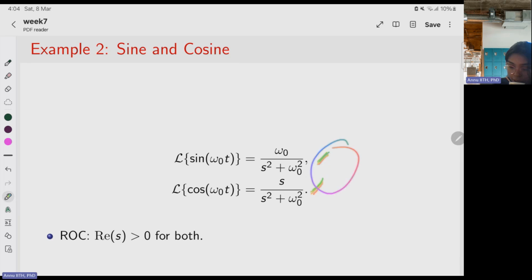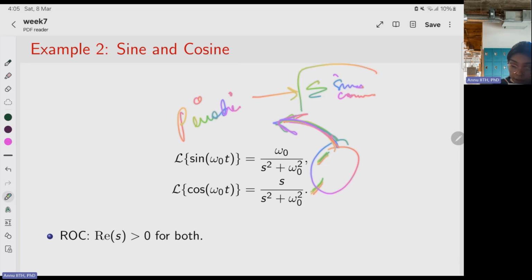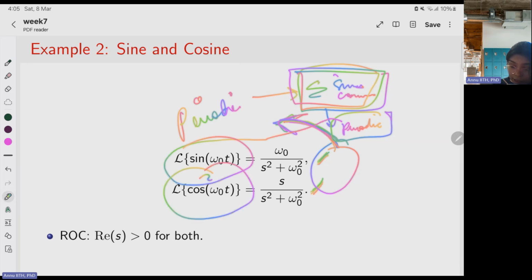Why should you remember it? Because as we know, the Fourier transform remains the Fourier transform. But when it is a periodic signal, the periodic signal can be written as a sum of sines and cosines, if and only if it is periodic. And then in that case, you'll have the sine and cosine Laplace transforms.